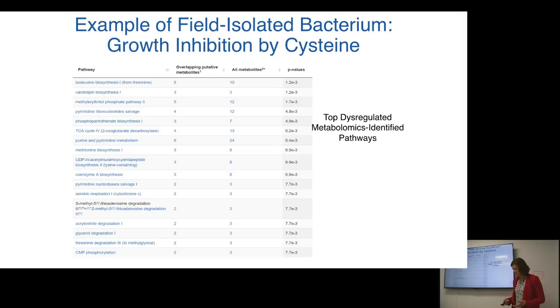So when we saw that, that started to give us a hypothesis, because it's been reported in other systems that cysteine toxicity is linked to problems in branch-chain amino acid biosynthesis. So that was giving us our first hypothesis. The rest of them make a lot of sense to us.